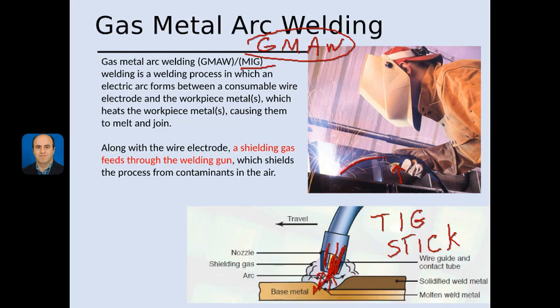But in stick welding, you have to bring your hand close to the weld puddle, weld pool, because the electrode is melting. But here, the wire is coming from a coil or a spool, so it's going to be continuously fed. So this process has a high production rate.